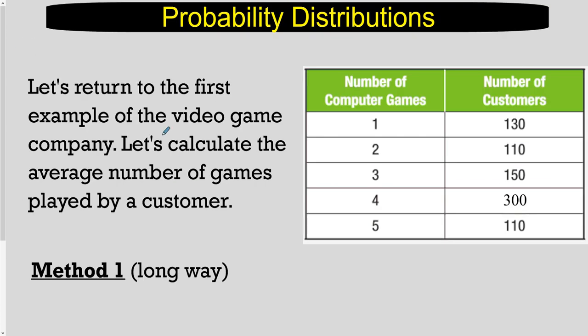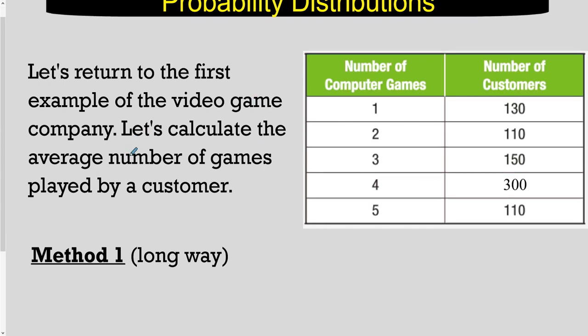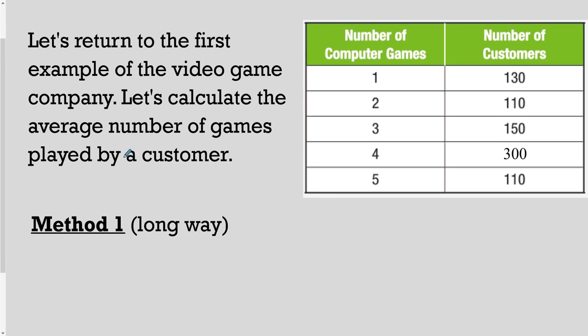Okay, so let's go back to that first example, the video game company. Let's calculate the average number of games played by each customer, or by any customer, right? So we want the average. So average means we're going to have to do the total number of games over the number of players. So the bottom is easy. Bottom is going to be 800 players.